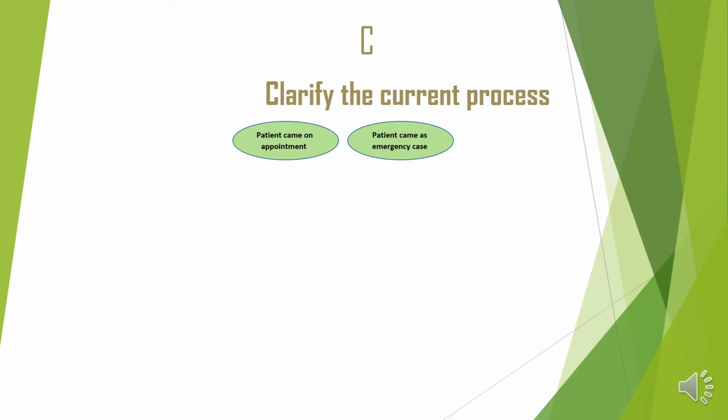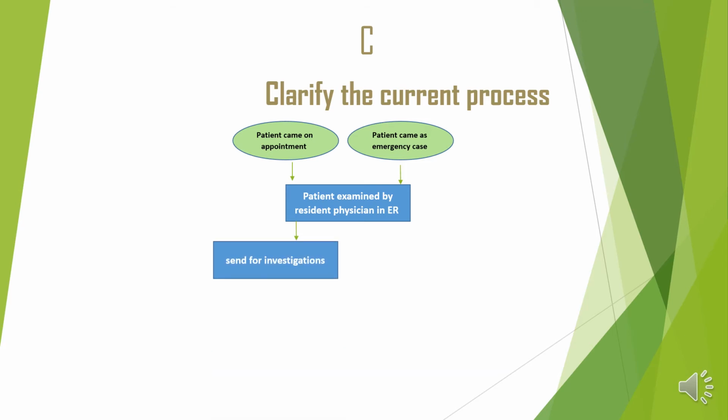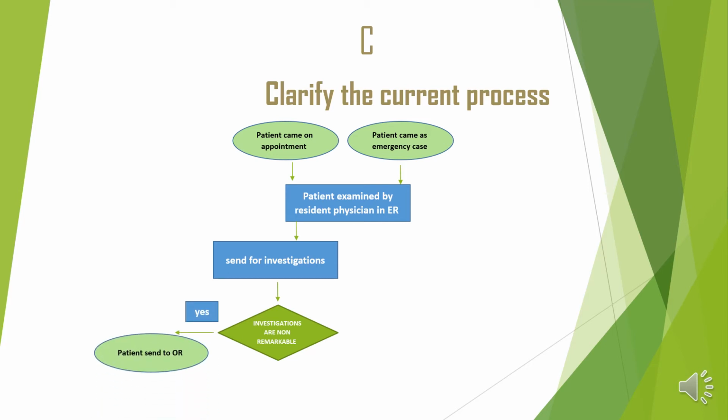We said here that patient may come for an appointment. They are coming for cesarean section on appointment. So they have an appointment from the OBGYN department 2 weeks or 1 month before, or they came to emergency room as a cesarean section or a new case. What will happen in our healthcare facility? The patient is examined by the ER resident. The resident ER will check. If the patient is coming according to the appointment, he will send her for investigations. When the investigation comes back, if it's non-remarkable, this means nothing big in the investigation, we will send this patient to OR to have the cesarean section. If no, there is something wrong with the investigation, we send her to OB specialist or consultant.